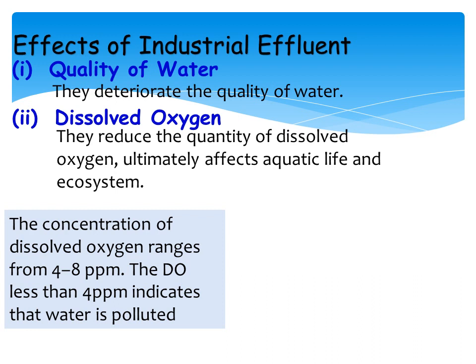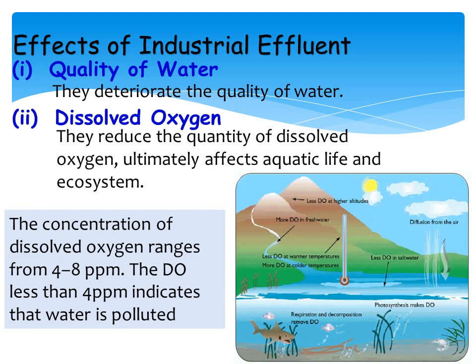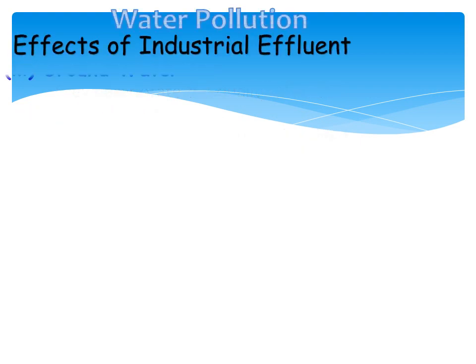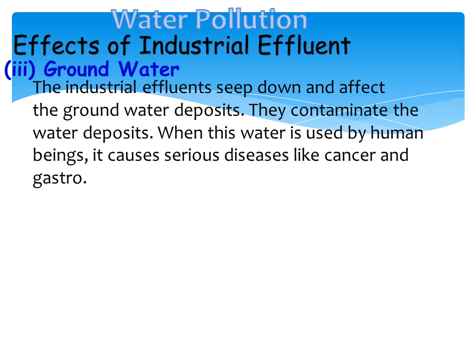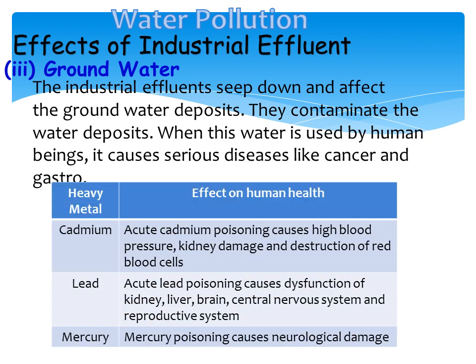but after being affected by industrial effluents, the amount of dissolved oxygen reduces below 4 parts per million, which indicates that water is polluted. Thirdly, when industrial effluent seeps down, it affects the groundwater which is present in the form of wells, and that contaminates the water deposited, due to which when humans use this polluted water, it causes serious diseases like gastro problems, cancer and so on.